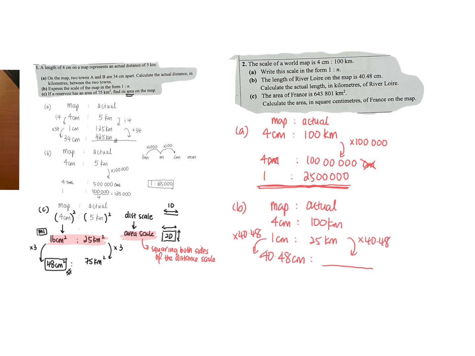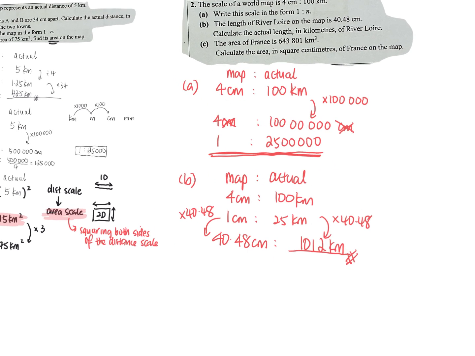I always like to go back to the original that they give me because that is the safest. I never make any calculation there, so I won't go wrong. But all these that I've calculated, it may be wrong. So if I go back to this, it is the safest from mistakes. So 25 times 40.48 is 1012 kilometer. So this is part B's answer.